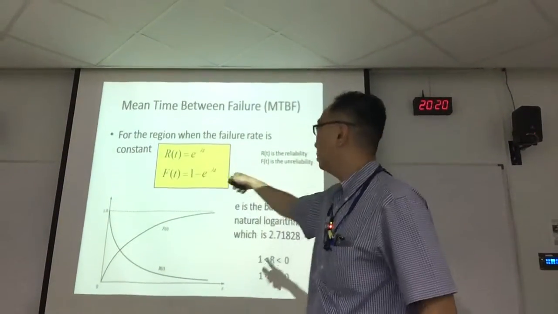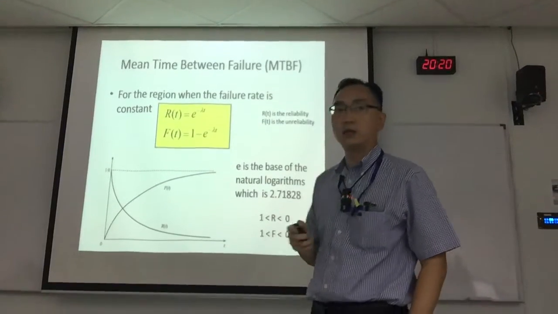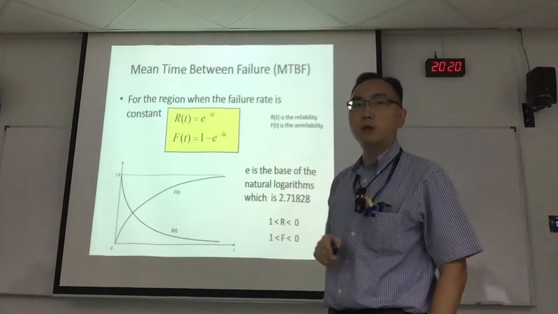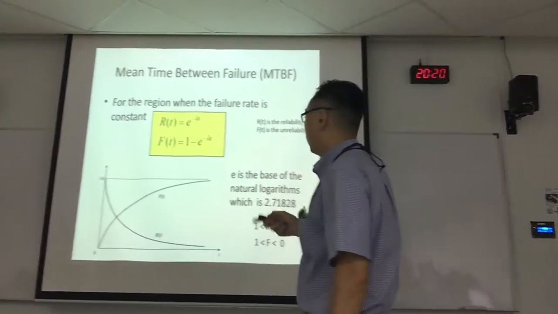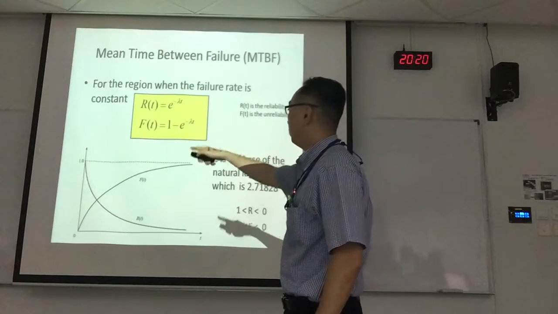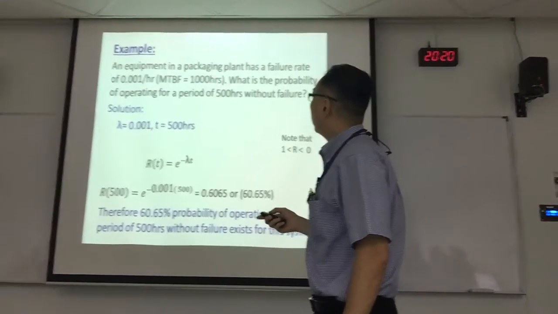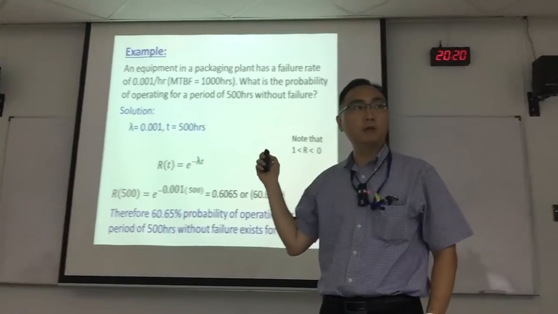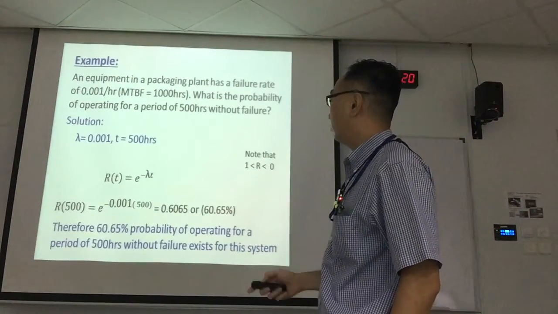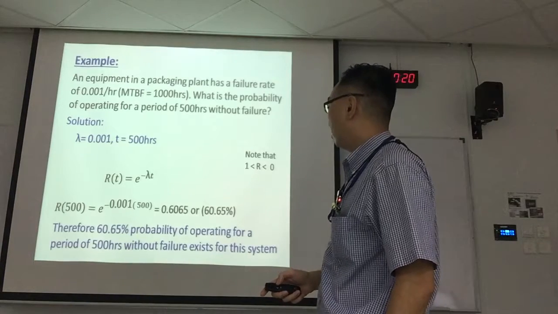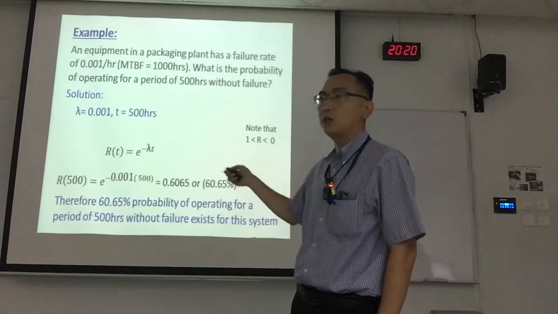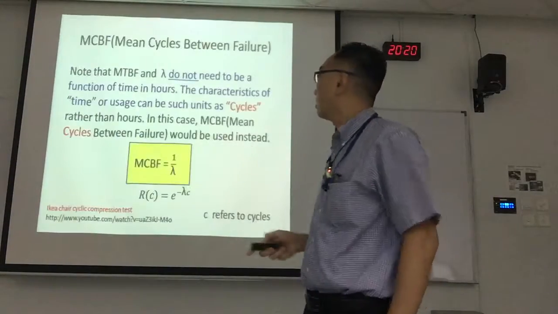R(t) is reliability and F(t) is failure. The sum of these two must always equal 1, just like your percentage is always 100 out of 100%. Then I gave you an example about a machine, some equipment, calculating the probability in terms of reliability. For example, in this case it is 60.65%. We did this last week.